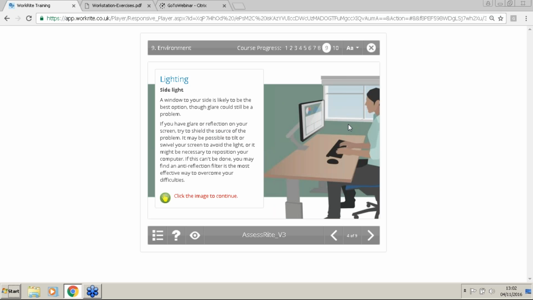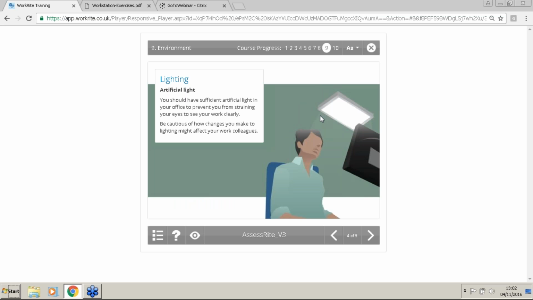If you've got glare or reflection, try to shield the source of the problem. It may be possible to tilt or swivel your screen to avoid the light. If it can't be done, you might need to find an anti-reflection filter as the most effective way to overcome your difficulties. And you should have sufficient artificial light in your office to prevent you from straining your eyes and to see your work clearly. Be cautious of how changes you make to lighting might affect your work colleagues, so be considerate there.